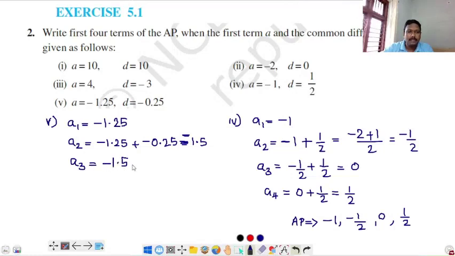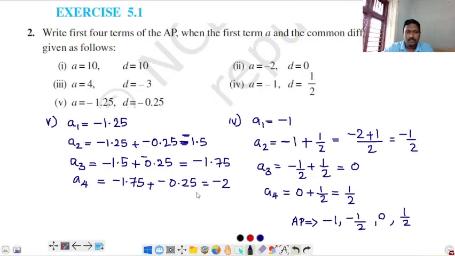This is the second term, plus again you have to add with this minus 0.25. So you will get minus, both are negative, so you can add these. 1.5 plus 0.25 will be what? Minus 1.75. Now we have to find the last, fourth term, that is equal to minus 1.75 plus minus 0.25. 1.75 plus 0.25 will be 2, so the answer will be minus 2.